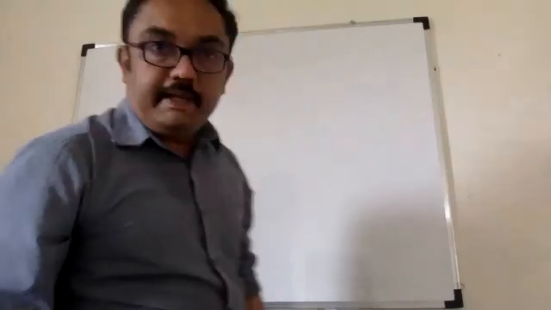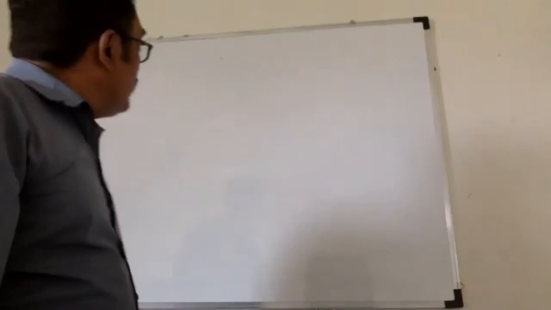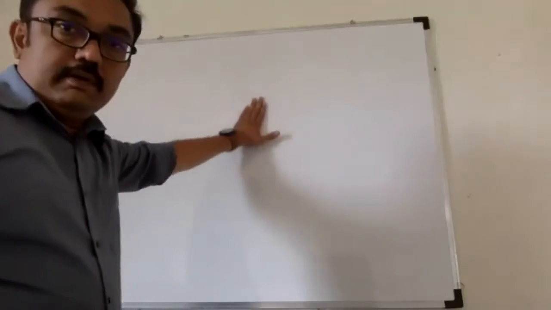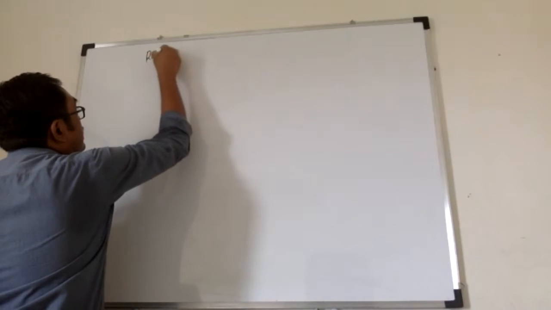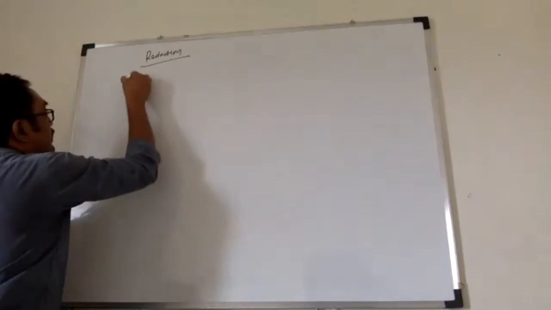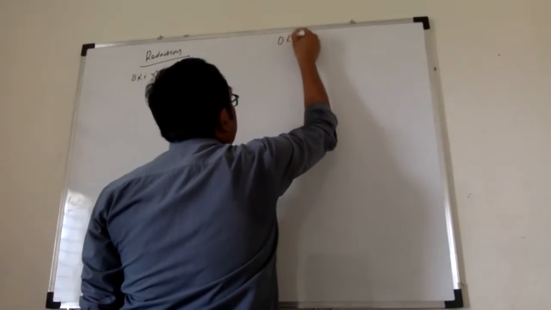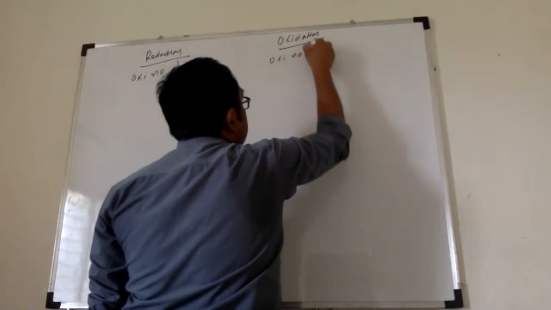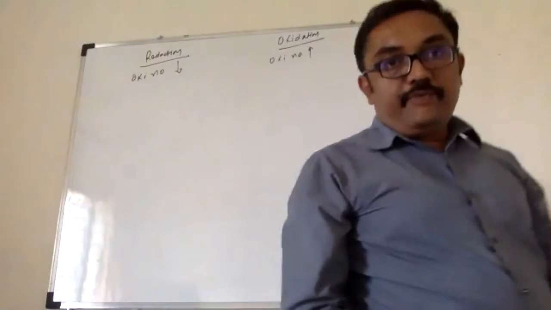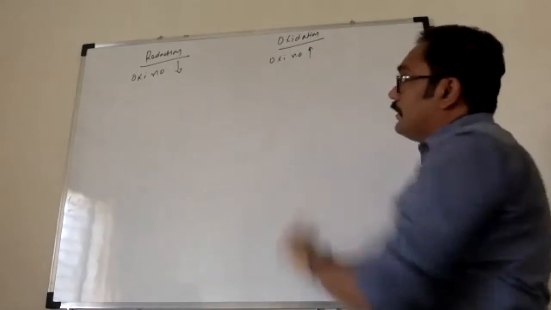Now I'm going to the third definition, oxidation number. Using oxidation number, how to identify reduction half and oxidation half. As I already explained, during reduction, what happens to oxidation number? Oxidation number decreases. And during oxidation, what happens to oxidation number? It increases. So that is the definition: in reduction oxidation number decreases, in oxidation oxidation number increases.